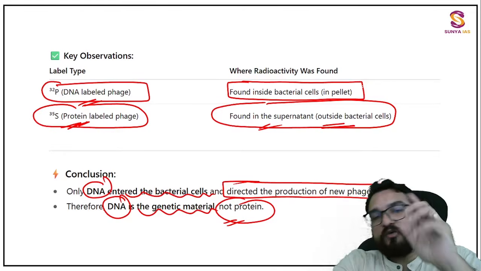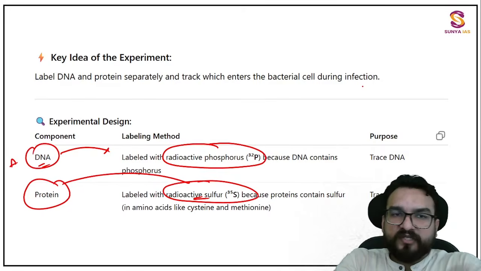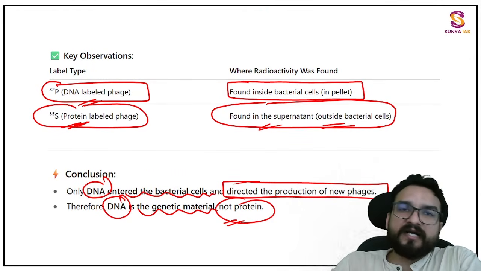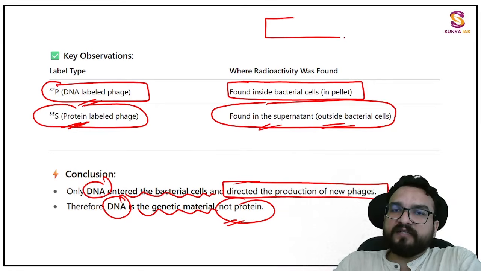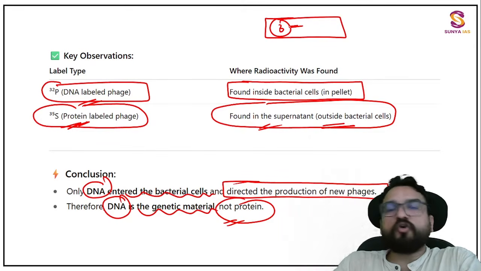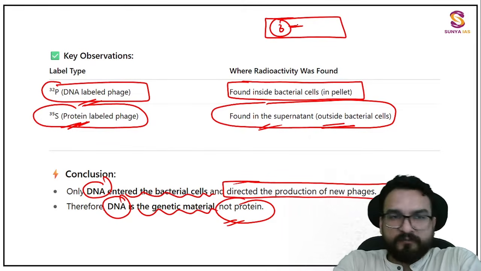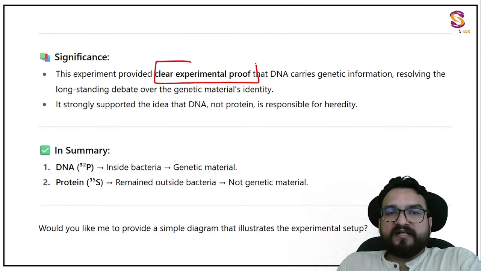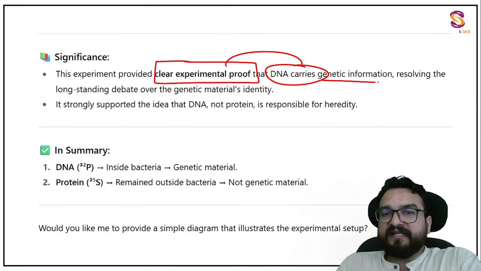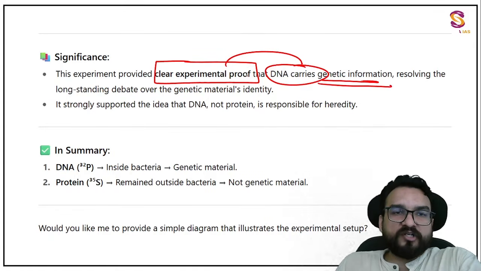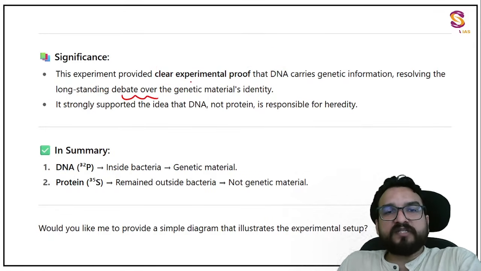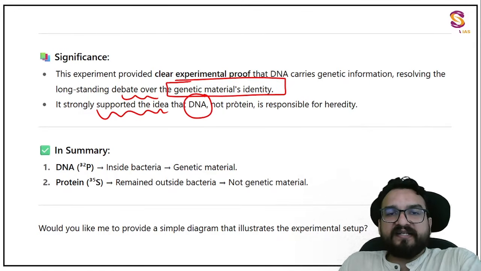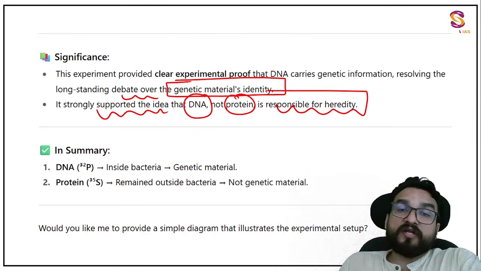ठीक है, this is what you have to know from here, and this way you can write it in the easy way in the examination. Not more than this will be asked. If this question will be asked, they must be asking about the 3 experiments altogether, not one experiment they will be focusing upon. ठीक है, so significance was this experiment provided clear experimental proof that DNA carries genetic information, resolving the long-standing debate over the genetic material's identity. It strongly supported the idea that DNA, not protein, is responsible for heredity.